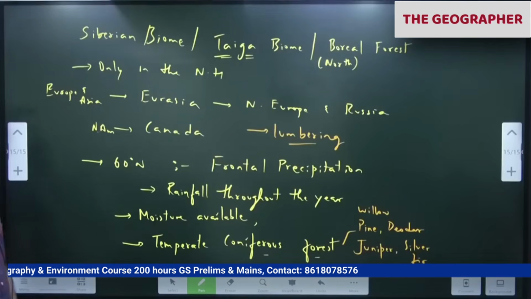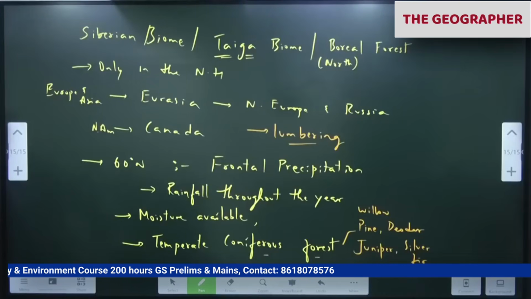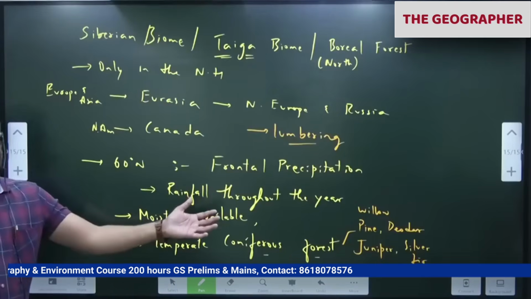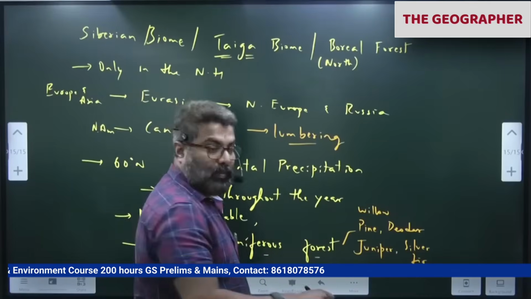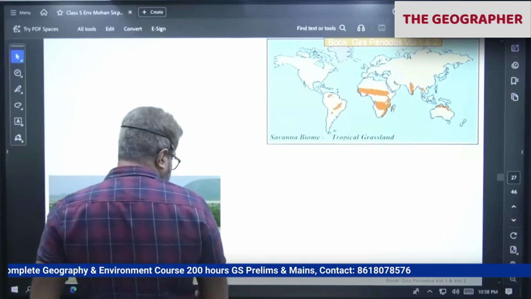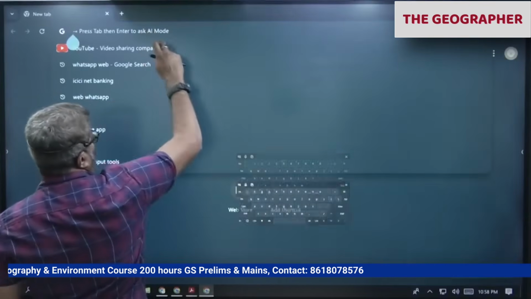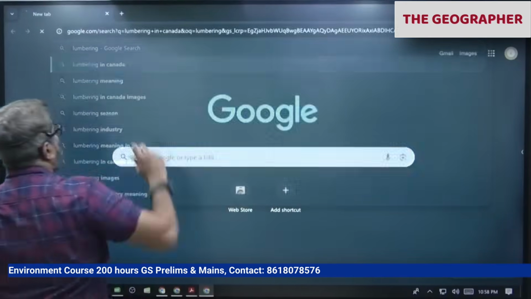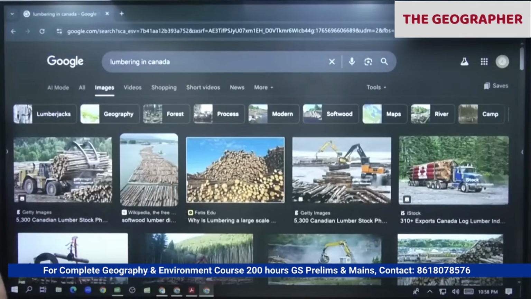Okay. Lumbering is practiced here, in the Siberian biome, taiga biome, also called the boreal biome. So harvesting is easier here. Trees are close to one another, dense growth. Lumbering. Lumbering, I'll dictate to you, right? Lumbering is a practice of cutting trees. Harvesting trees. Instead of cutting, you write harvesting trees. Lumbering is a practice of harvesting tree species.